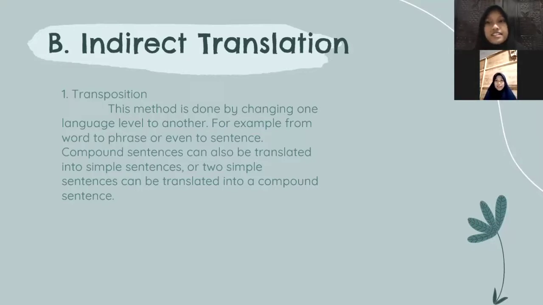The next, there is indirect translation. In indirect translation, there are four methods. The first is transposition. This method is done by changing one language level to another, for example, from word to phrase or even to sentence. A compound sentence can also be translated into simple sentences, or two simple sentences can be translated into a compound sentence.